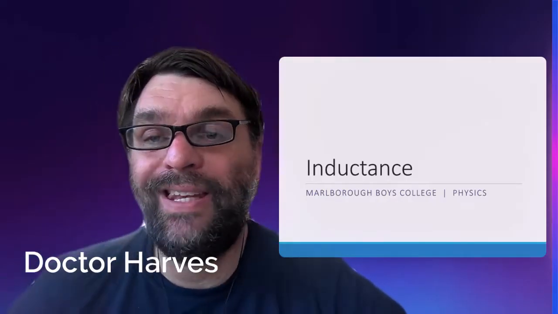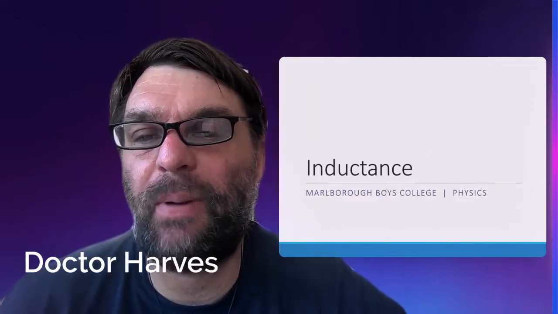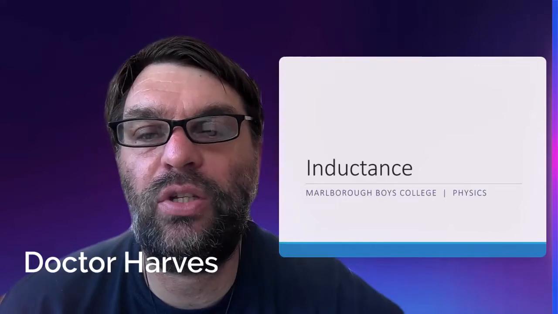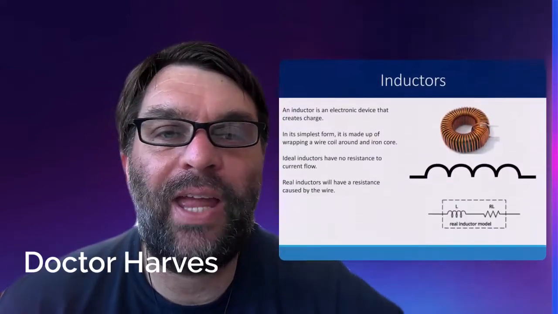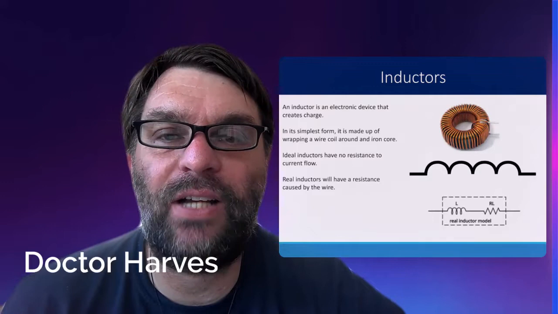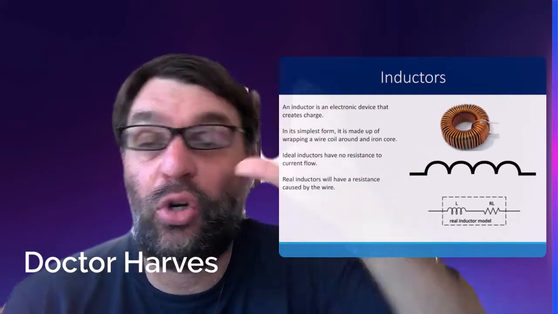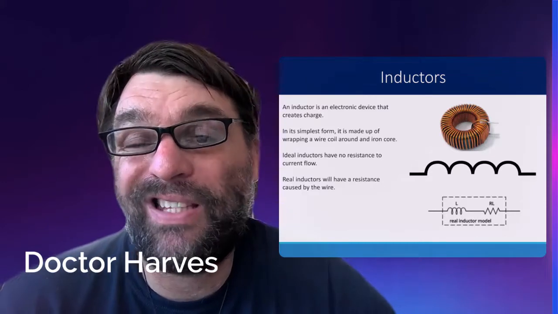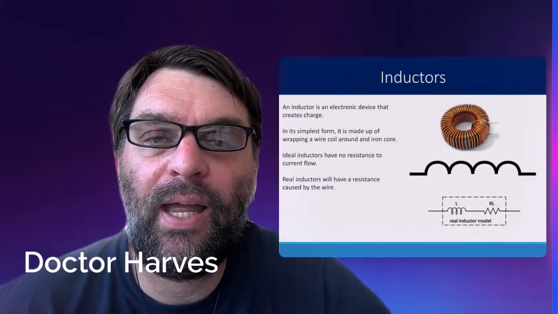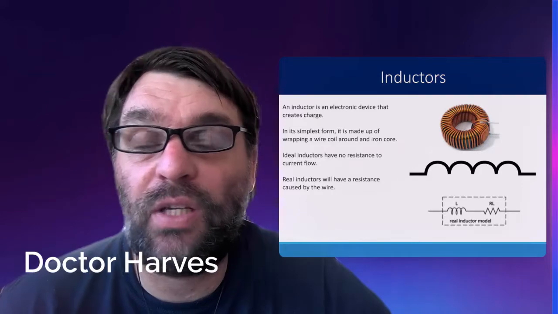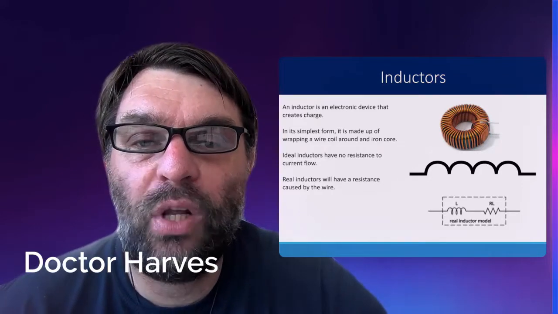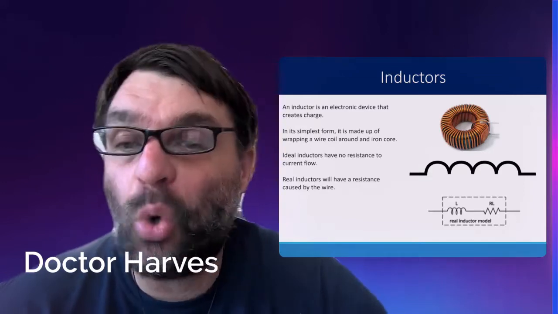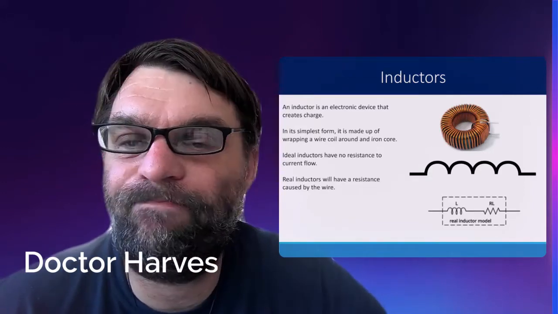So welcome to our next lesson, inductance, as part of the level 3 electrical energy external or electronics external. Today looking at inductors. So basically, an inductor is an electronic component in the circuit that creates charge. Essentially it is basically a wire loop. And ideal inductors have no resistance to current flow, but real inductors, of course, just like a battery, have resistance caused by the wire, which creates an internal resistance.